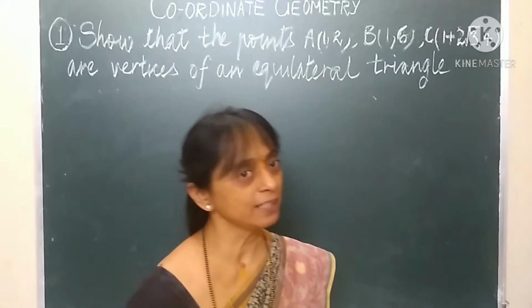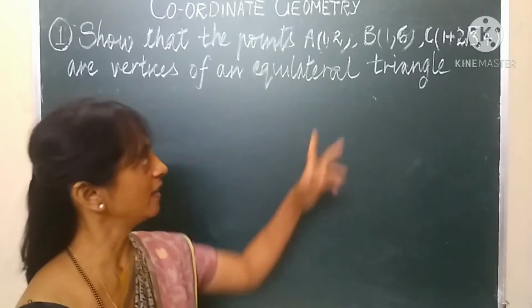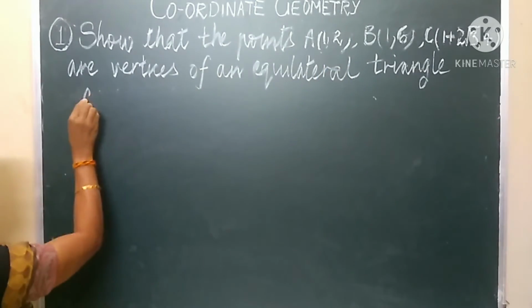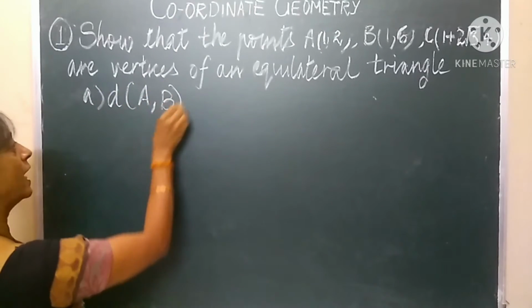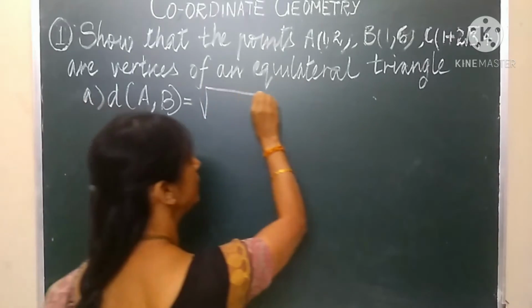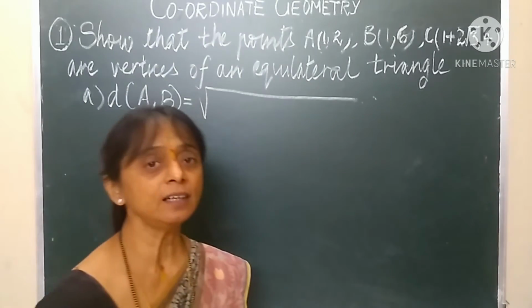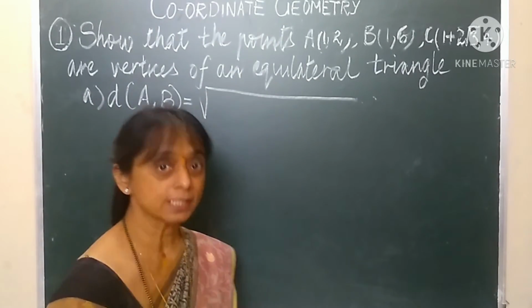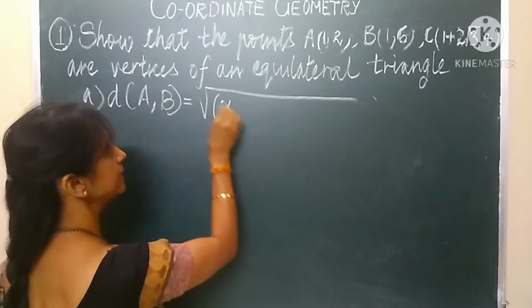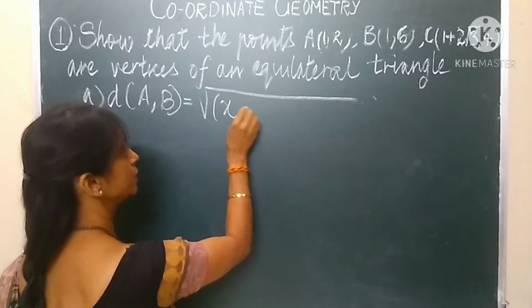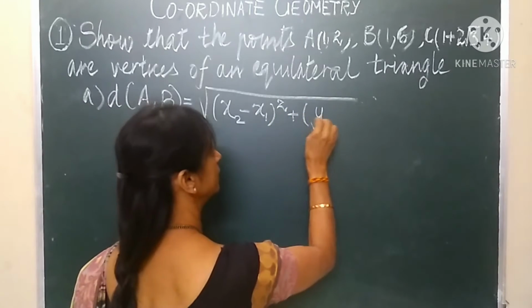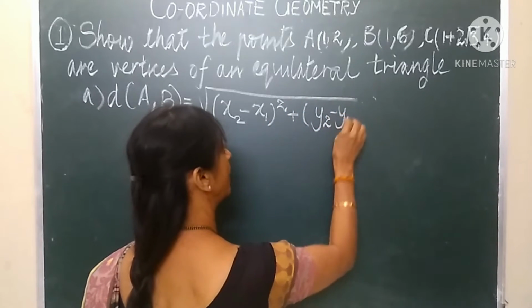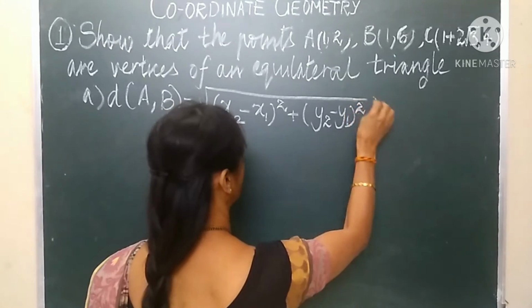Definitely, again by using the distance formula. So, first, let's calculate distance AB. To calculate distance AB, what do we use? We use again the distance formula. What is the distance formula? It is given by square root of x2 minus x1 the whole square plus y2 minus y1 the whole square.